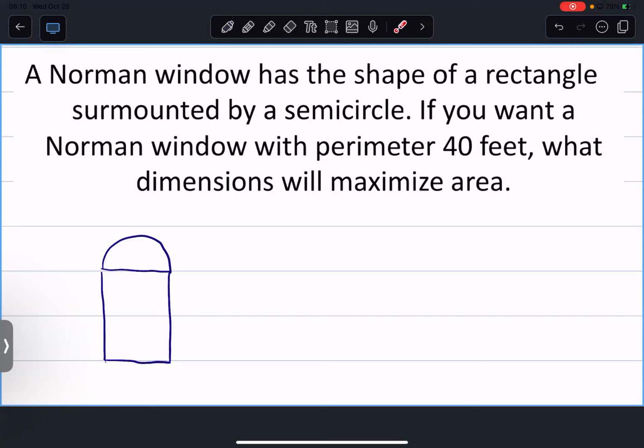So we've got this Norman window, and the reason that I want to do one of these is because now we've got a circle, which usually involves some sort of pi, right? Regardless of if we're talking about the circumference of the circle, the distance around the circle, or the area of a circle, it will involve pi. So it's a little bit sneaky, right? But let's go ahead. If you want a Norman window with perimeter 40 feet, what dimensions will maximize the area? Okay.